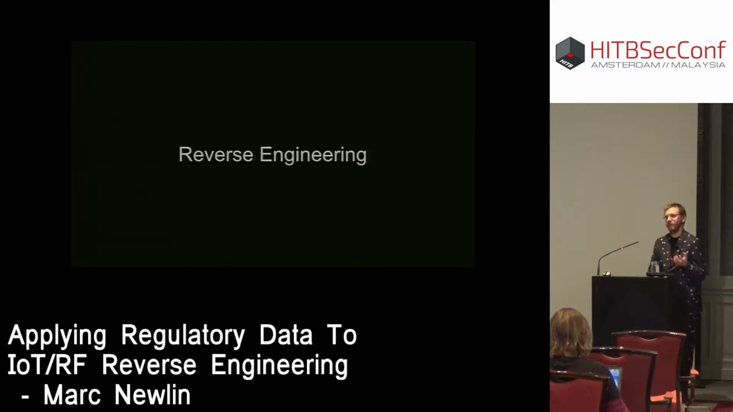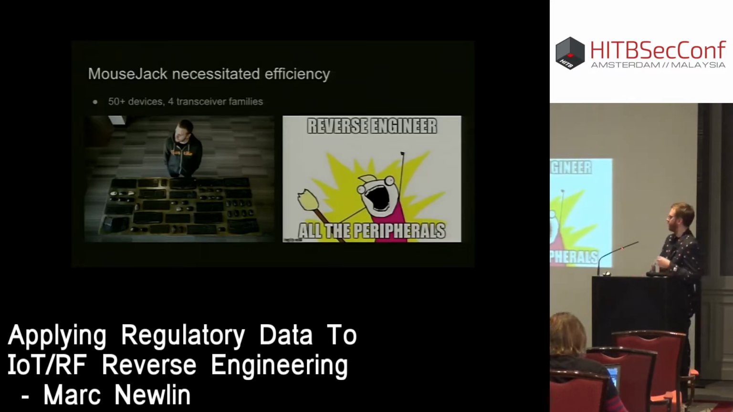So now we'll talk about the process that I go through to reverse engineer a protocol. This is where everything started. With MouseJack, I was looking at a large number of devices in a relatively short period of time. It was approximately 50 keyboards and mice, 4 different families of transceivers, and around 20 different protocols and payload format behaviors. Because it was such a wide range of types of devices, it necessitated being very efficient about going through the process in order to not waste time. As a result of going through all these devices, I've developed a fairly efficient way to do this.